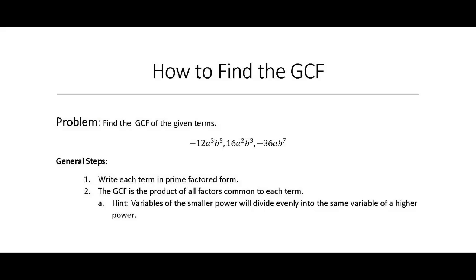How to find the greatest common factor. Find the GCF of the given terms. We have negative 12 a to the third b to the fifth, 16 a squared b to the third, and negative 36 a b to the seventh.